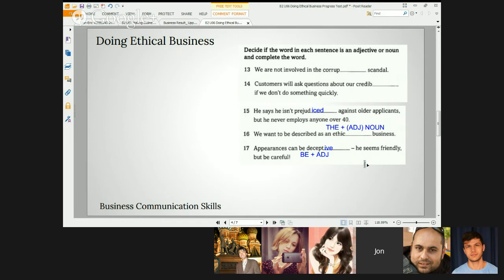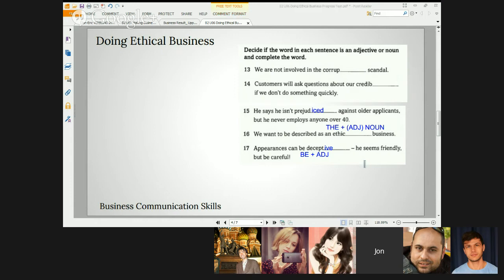But just to show you, that's your key to quickly deciding whether it's a noun or an adjective. Can you replace the word and with the? So the is for nouns. Is there a be? If there's a be and it's not an auxiliary verb, if it's the main verb and it's be, then it will probably be an adjective, 90% of the time, let's say.